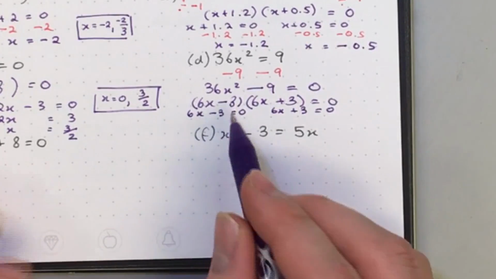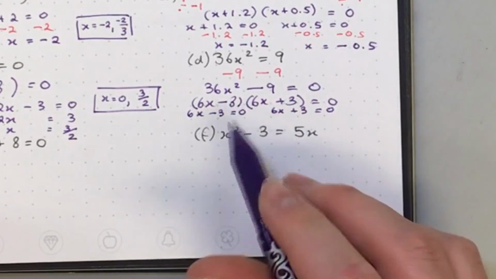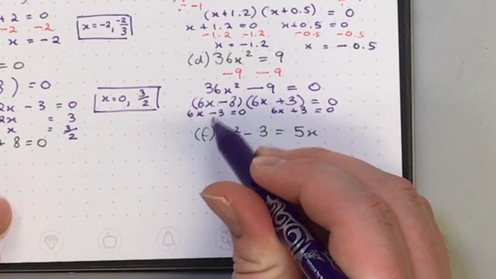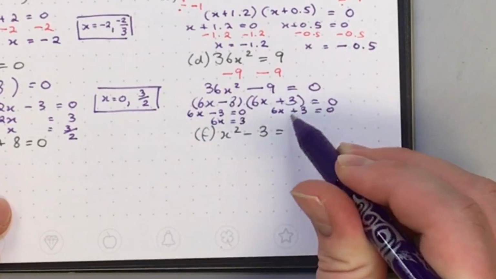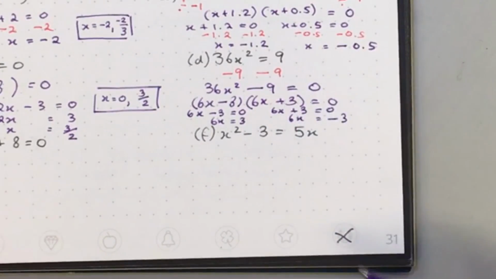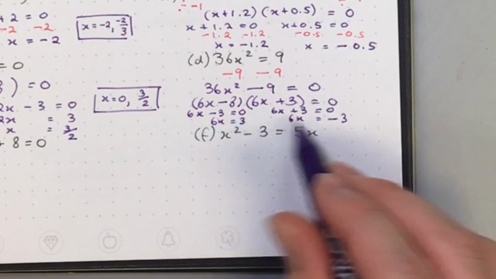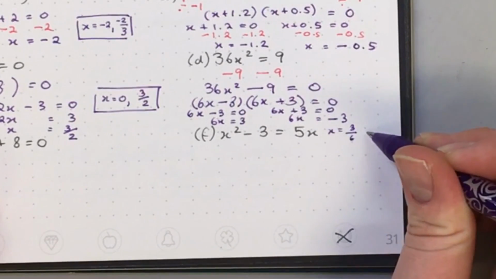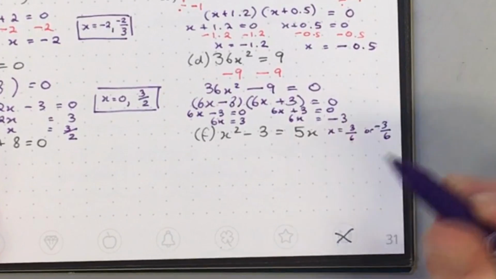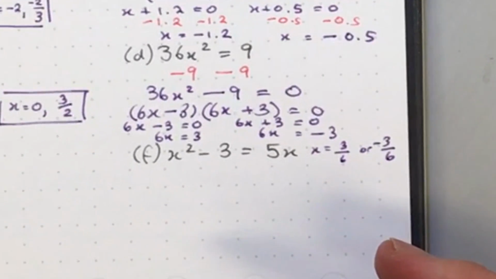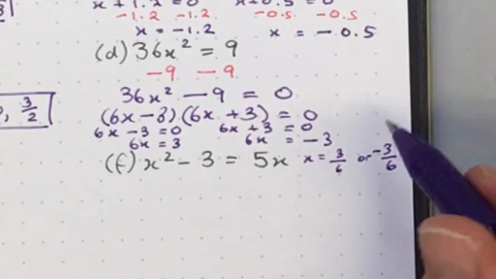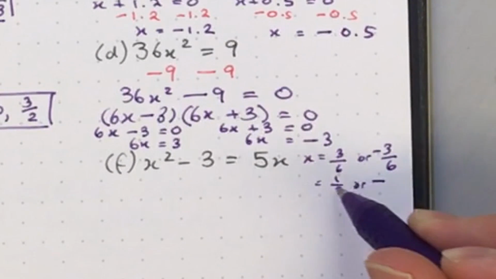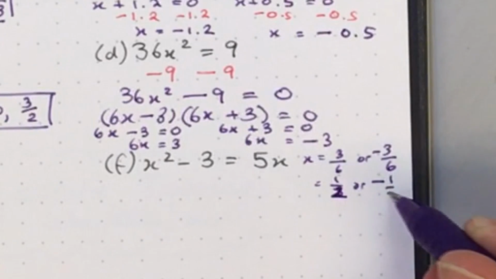So either 6x minus 3, listening up please year 10s, equals 0, or 6x plus 3 equals 0. 6x equals 3, 6x equals negative 3. You'll notice here, if I divide both sides by 6, that x is equal to 3 over 6. I'll just zoom out again. x equals 3 over 6 or negative 3 over 6, which would be the same as 1/2 or negative a half.